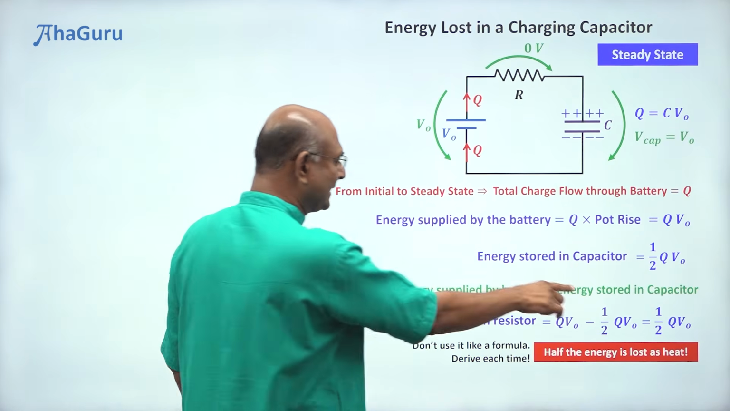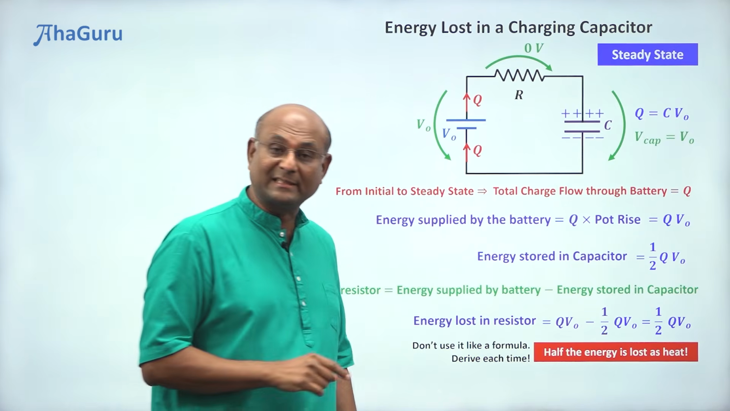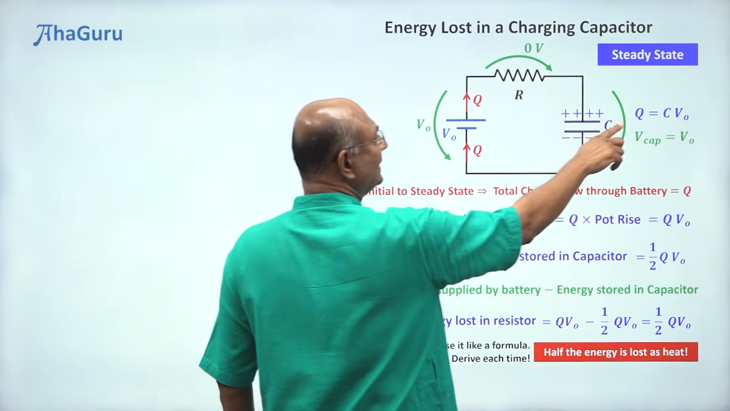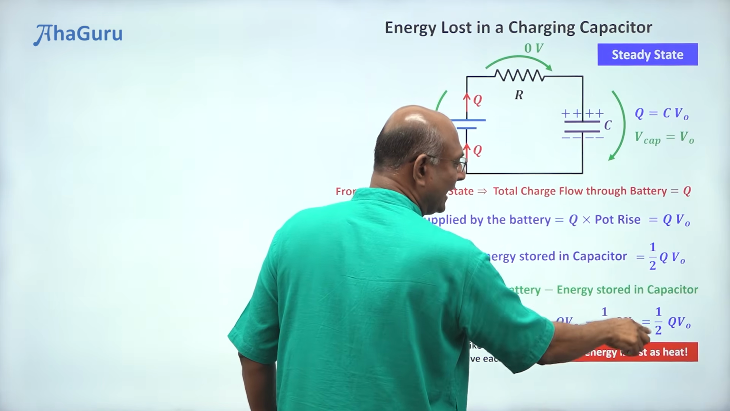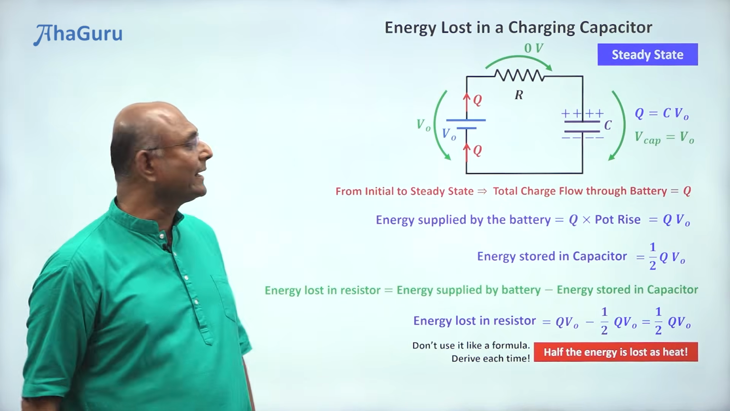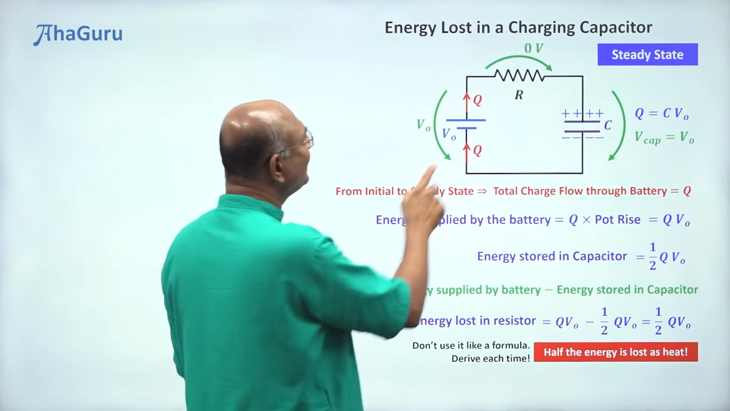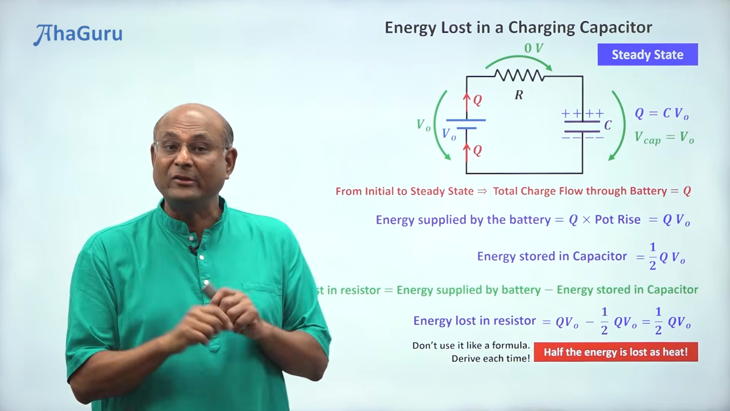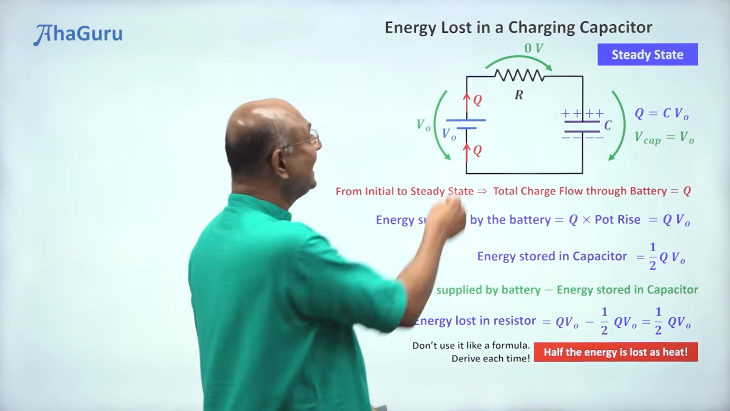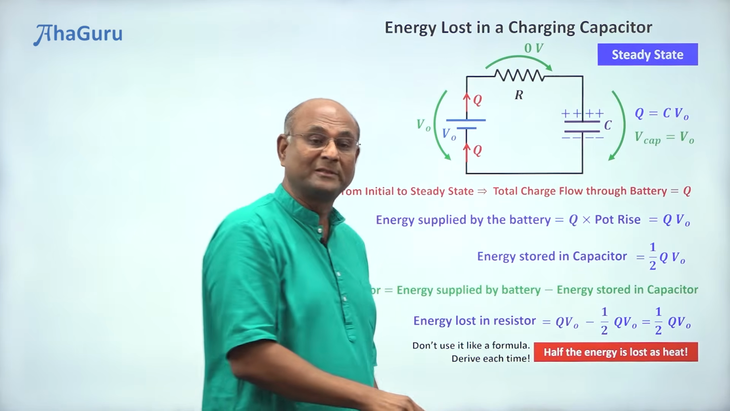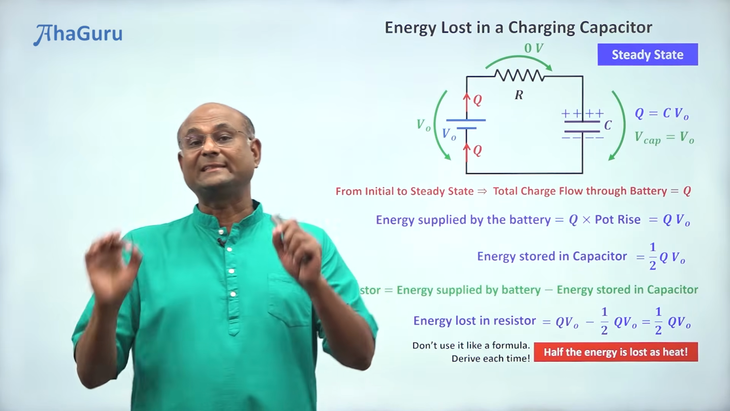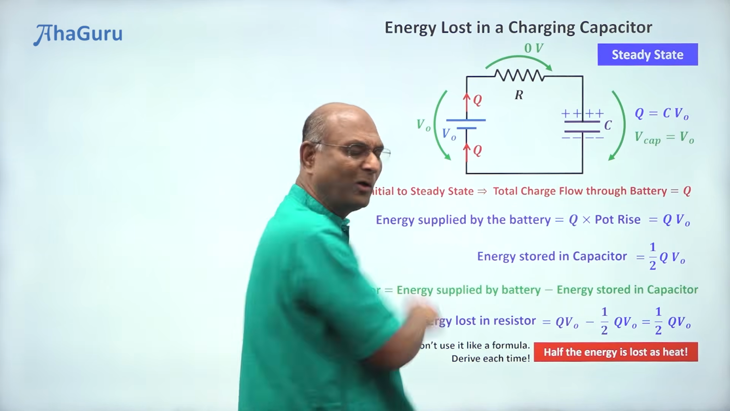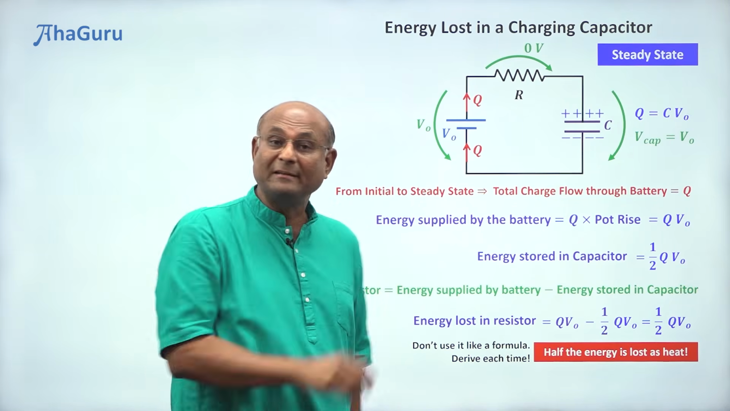Now, notice something interesting. The energy lost in the resistor is half Q times V0. Now, Q is CV0. If I substitute that here, I'll get half CV0 square. Half CV0 square does not have that R at all. It doesn't seem to depend on the resistance value at all. Whether I had resistance of 2 ohms, 3 ohms, 10 ohms, the energy lost is exactly the same. What if I made the resistance really small? Same amount of energy will be lost.